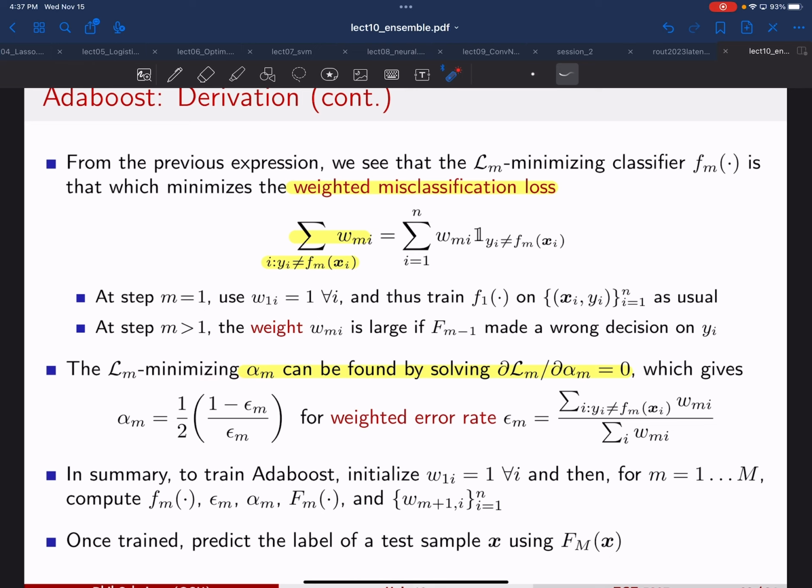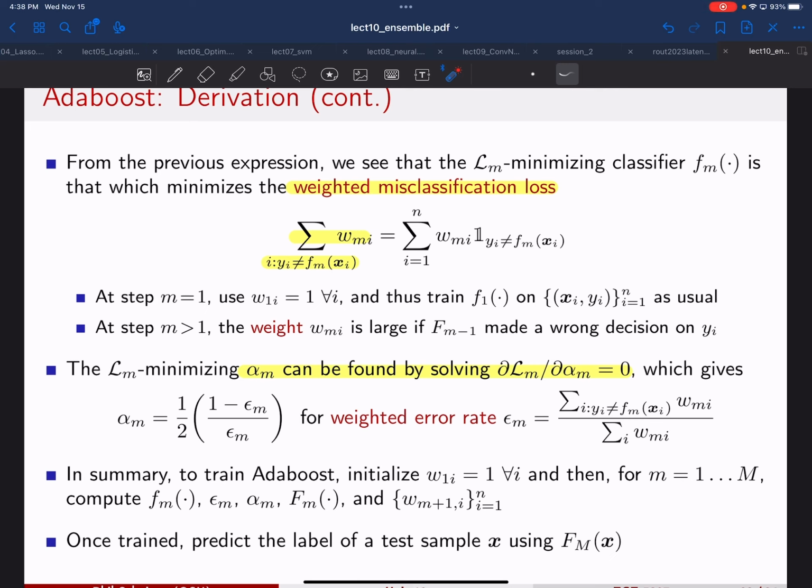And I don't have the details here, but if you did that, you get this nice expression where alpha m takes on this form, where these epsilon m's you can think of as a weighted error rate. So here, this is the sum of the weights over the places where you made errors, and this is a sum over all the weights, where you made errors and where you did not. So you can interpret this as a weighted error rate, and then alpha m is just a function of that error rate. Okay, so basically those are all the steps.